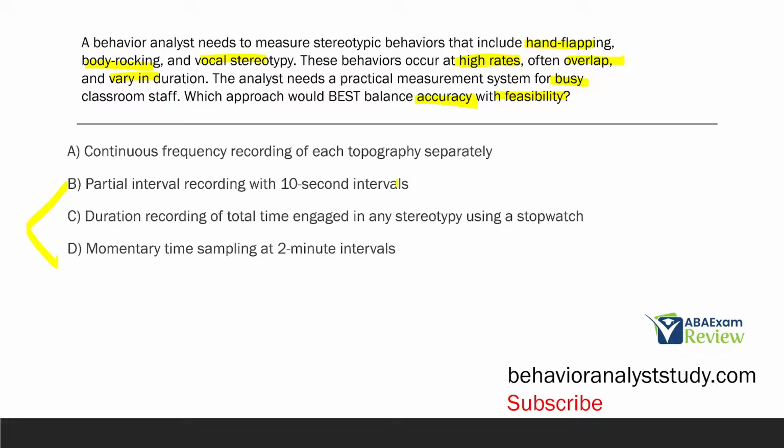So that's why partial interval is good here and better than momentary time sampling, because 2-minute intervals at high rates is not going to yield very sensitive data, because that behavior is going to be happening quite a bit, and we're only getting 1 data point every 2 minutes. It's not going to be enough. C, duration is the same as continuous, right? And we already discussed why that's not feasible. Best answer here is partial interval because it does happen at a high rate, and the interval is much shorter than 2 minutes, so we're going to get a lot more data compared to every 2 minutes.